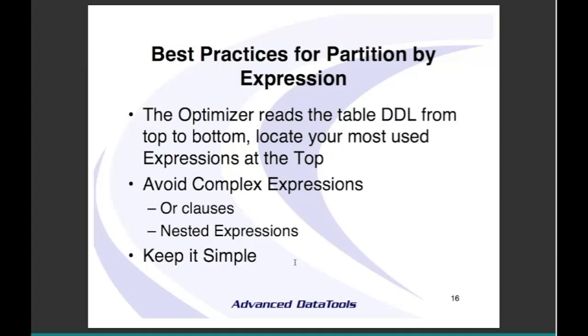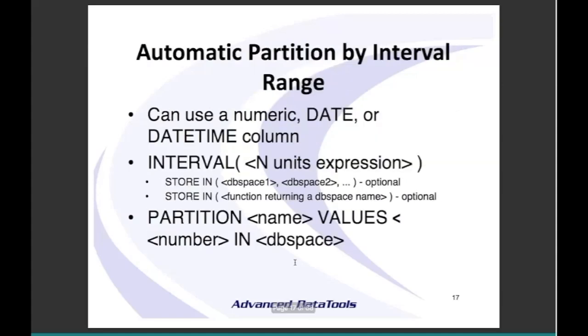Now let's talk about the new interval range partitioning, and this is what I call automatic partitioning. This can be a number field, a date field, or a date time field. And what you do is you give it a number, a date, or a date time, and then you tell it how many partitions to make, or you tell it what unit to use. Like one I use a lot is month. And that says create a partition automatically for every month.